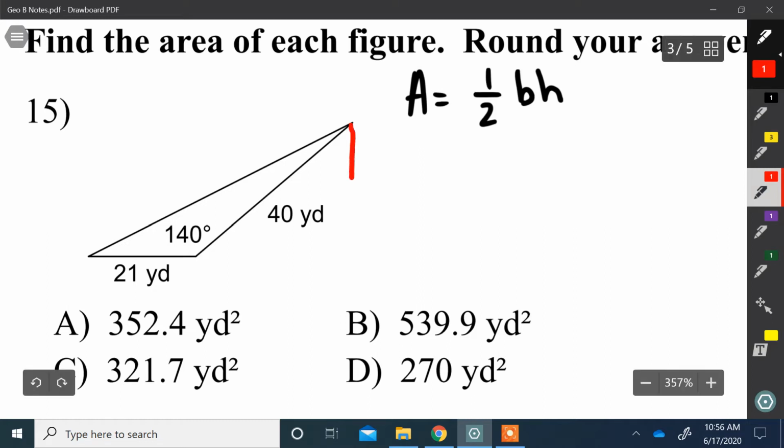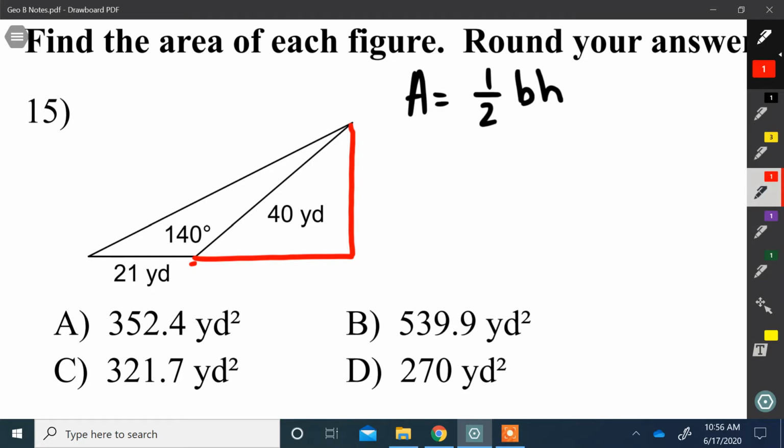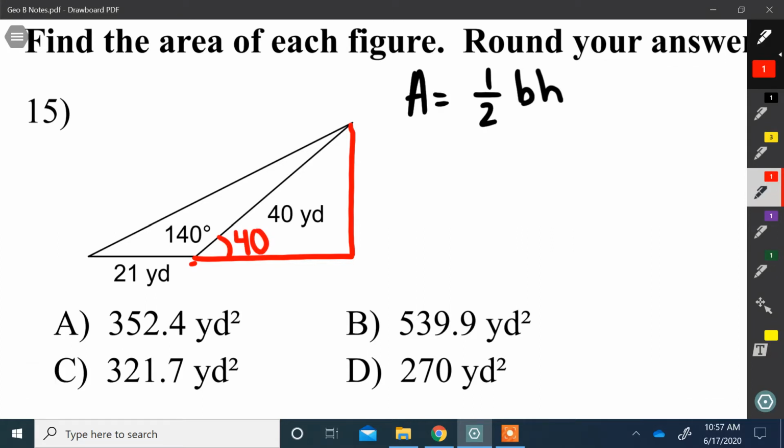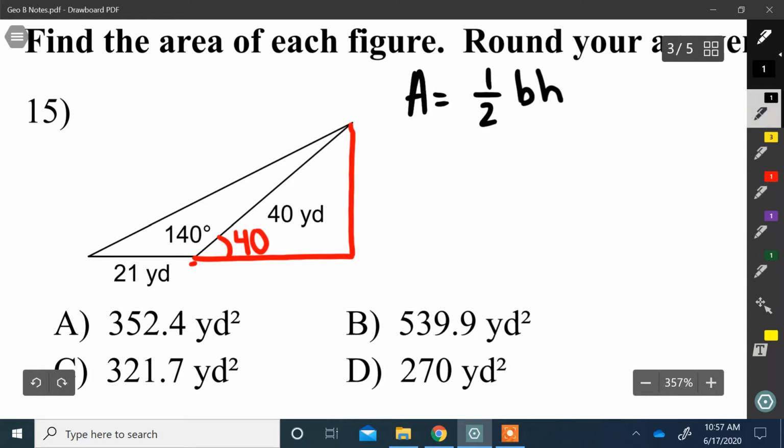First of all, let's draw a line right there for the height. Okay, and we need this right here. And we have to remember something from geometry A. So I know that the whole thing right here is 180. So if the whole thing is 180, this should be 40. Okay. So how am I gonna find this height right here?